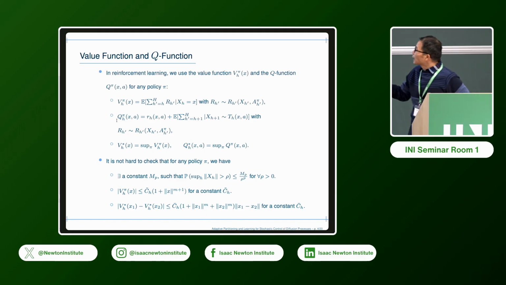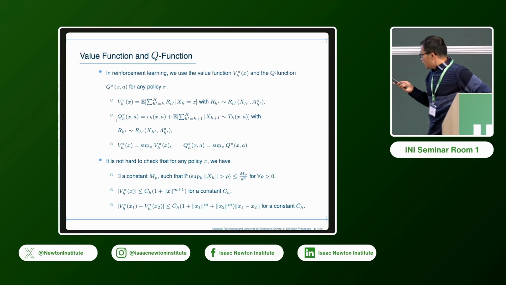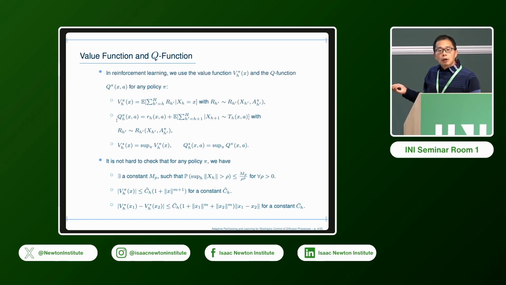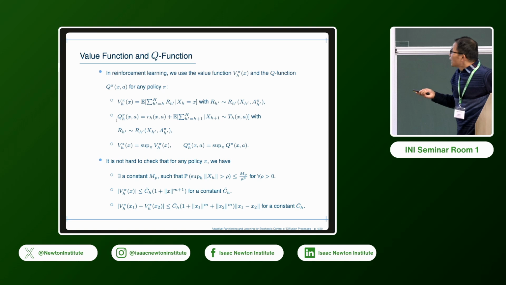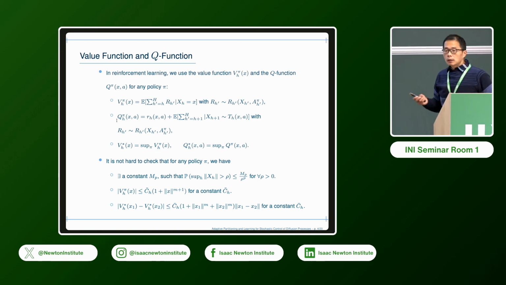In fact, this M_p is the p-th order moment of the initial distribution. And the value function is polynomially dominated, with some constant C tilde. The value function is also locally Lipschitz, with an x to the power m coefficient.